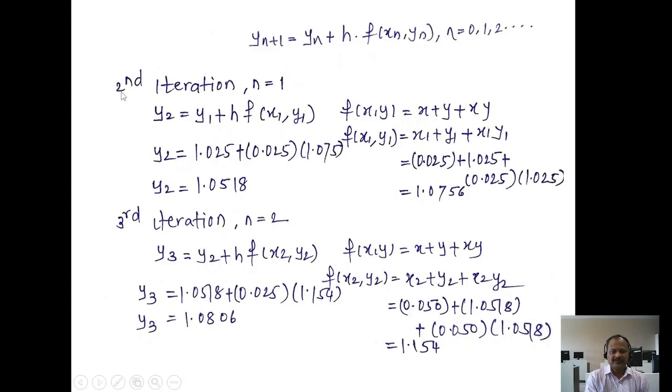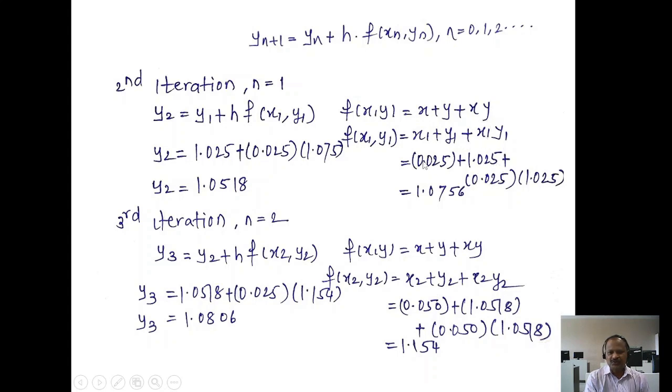Then we have to find the second iteration. For this you can put the value of n = 1 in the above equation. So n is 1, 1 plus 1 is 2, so y2 = y1 + h f(x1, y1). Now we write the equation f(x, y) = x + y + xy. Now we have to find the value of f(x1, y1), so suffix 1, and the equation changes to x1 + y1 + x1 y1.